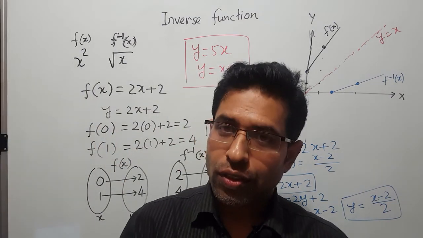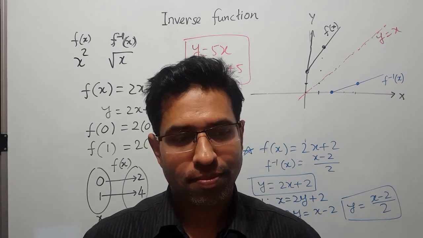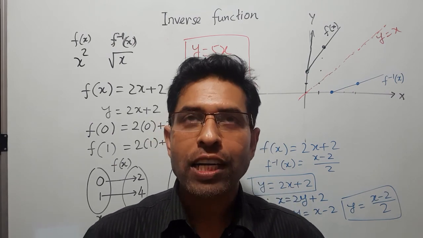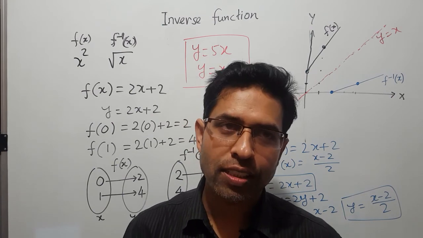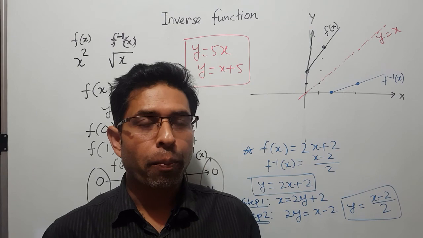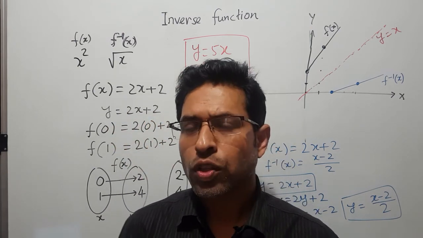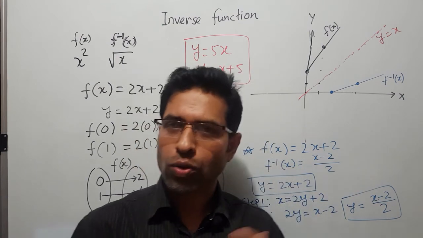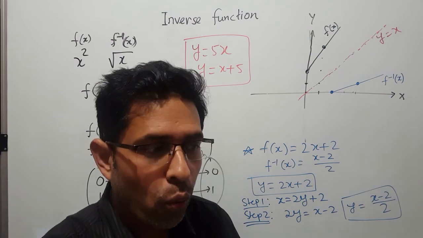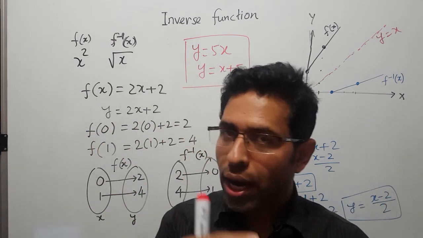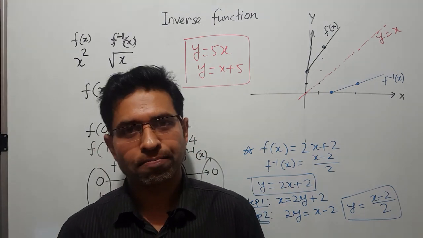Unfortunately, not all functions have an inverse function. Only one-to-one functions have an inverse function, I mean they are invertible. But if it is a many-to-one function, it is not. So what is one-to-one, what is many-to-one? I will try to explain this later, and also I will try to show you why a many-to-one function does not have an inverse function.